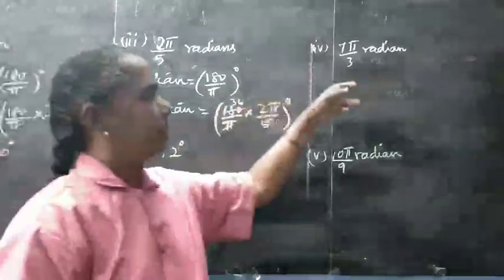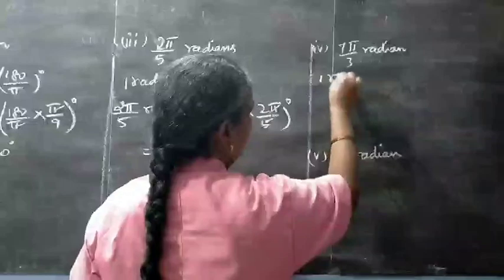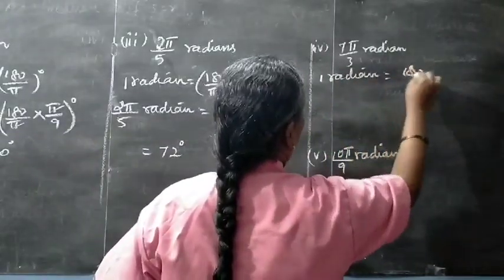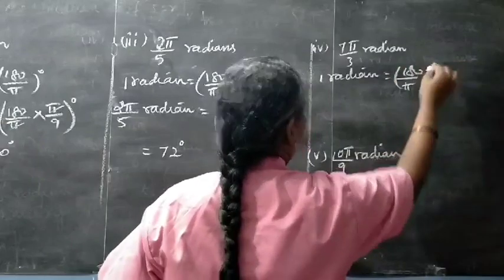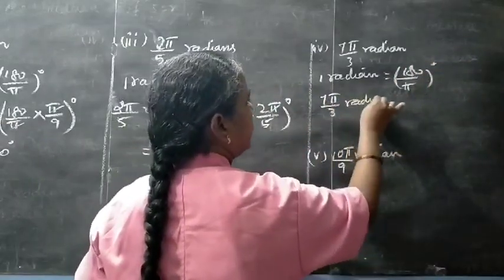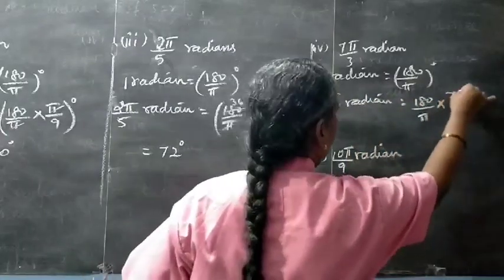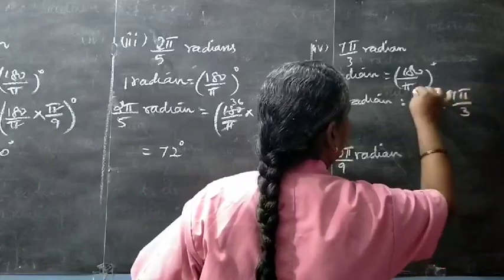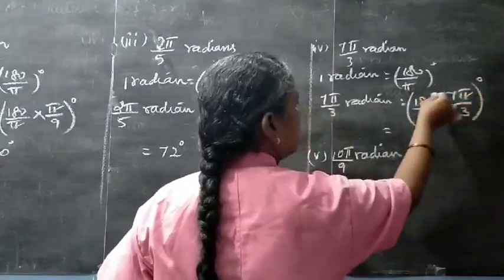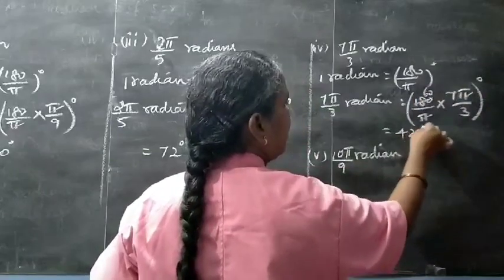For 7π/3, what is the degree measurement? You are going to find. Same formula again, you are going to write as 1 radian is equal to 180/π degree. 7π/3 radian is equal to what? 180/π into 7π/3. π cancels. This is 60 times 7, 6 sevens are 42, so 420 degree is the answer.